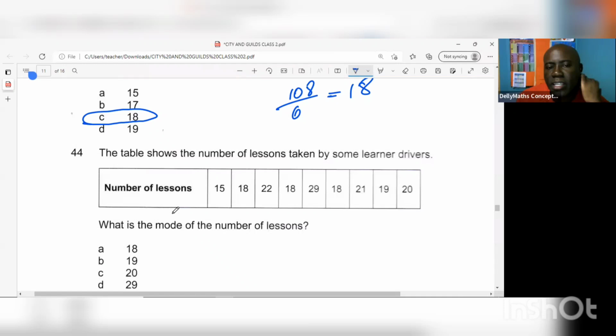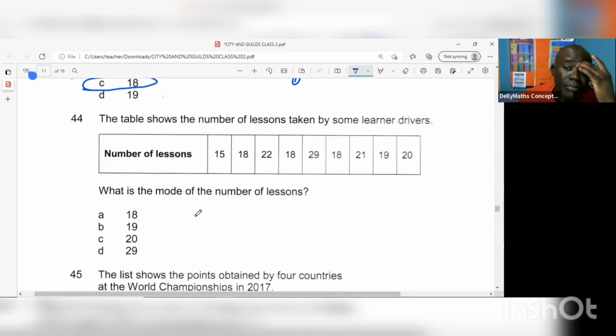The table shows the number of lessons taken by some learners from Learner Driver. So the number of lessons, you could see them there. What is the mode number of lessons? The mode number of lessons is 18, the one that occurred most frequently. So it's 18.